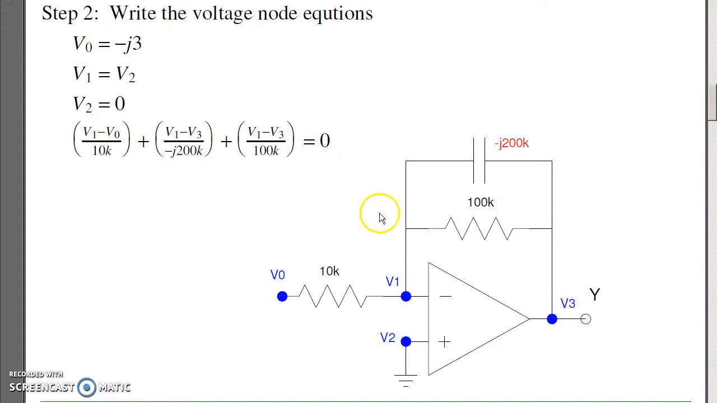Now, write the node equations. I've got 4 nodes. I need 4 equations for 4 unknowns. V0 is minus J3. That's my input. At node 3, the equation is V1 equals V2. V plus equals V minus. V2 is equal to 0, kind of obviously. And the fourth equation is at node 1, the current through the 10k, the current through the 100k, and the current through the minus J200k equals 0. So V1 minus V0 over 10k, plus V1 minus V3 over 100k, plus V1 minus V3 over minus J200k equals 0.